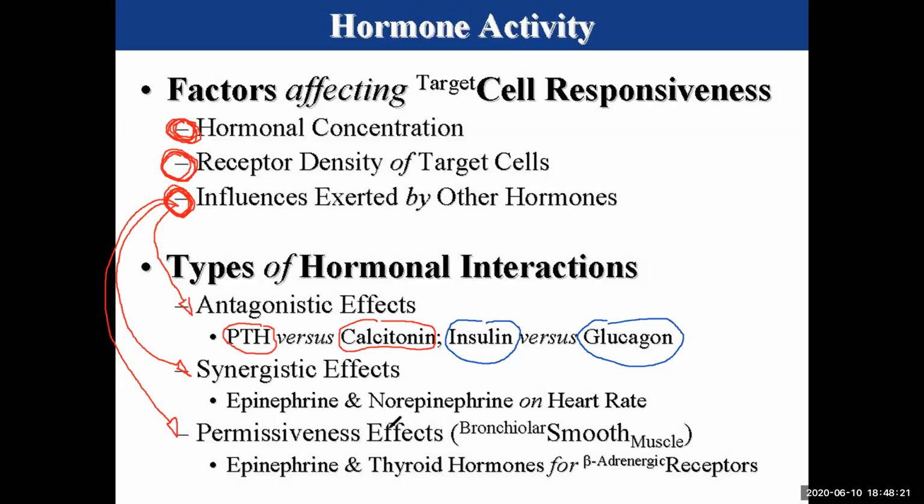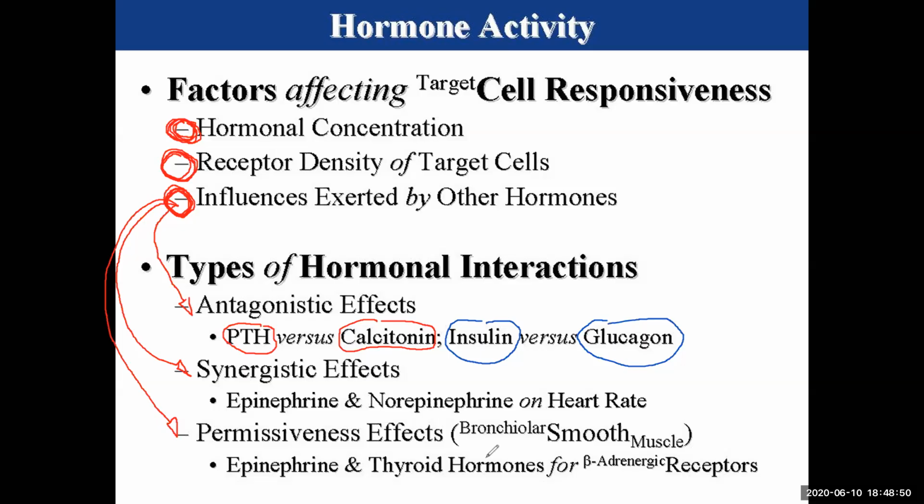Permissiveness effect means the presence of one hormone allows another hormone to function properly. So an example would be epinephrine dilating the bronchiolar smooth muscle, and it works very efficiently if the thyroid hormones are also present. So in that case, it's called permissiveness.